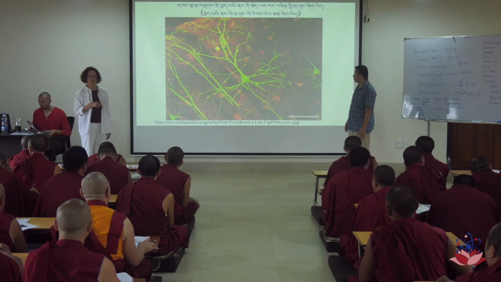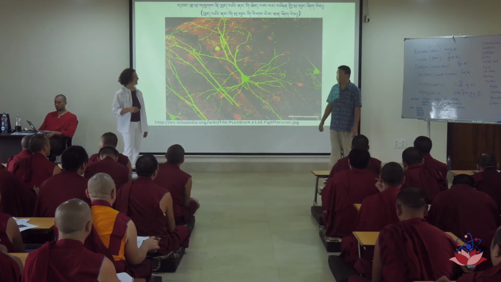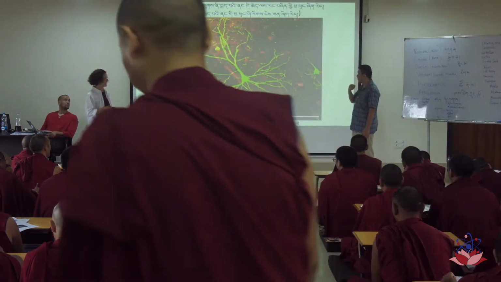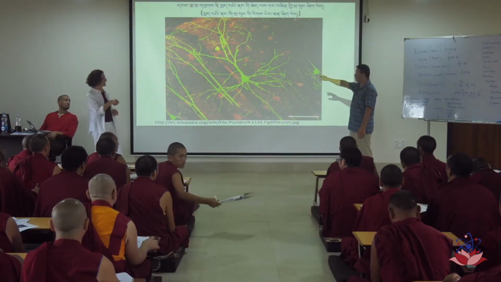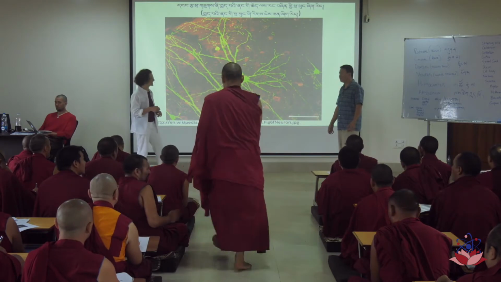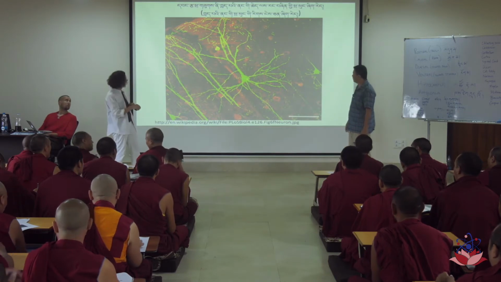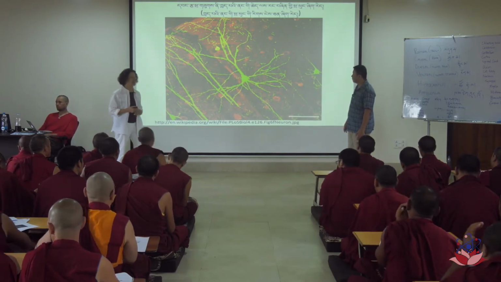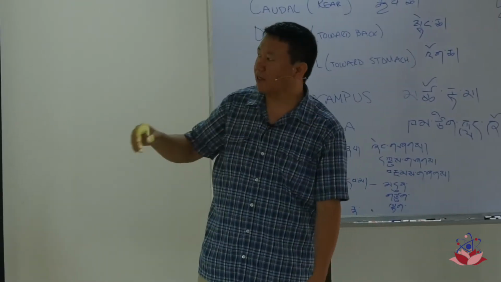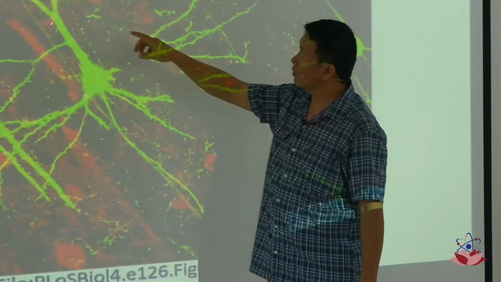Does anyone know what these are called? Axons. So we didn't tell you this yet. It was a trick question, because we haven't given you this information yet. These up here and these here are actually called dendrites. These are dendrites, all of these.